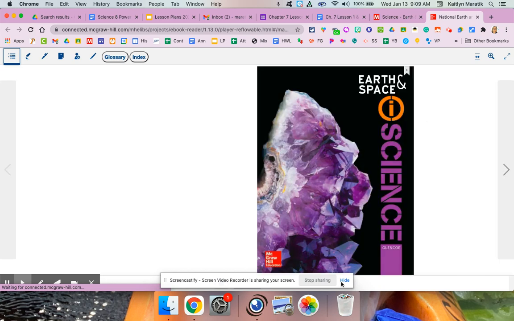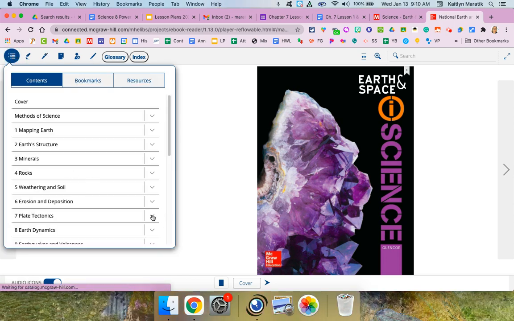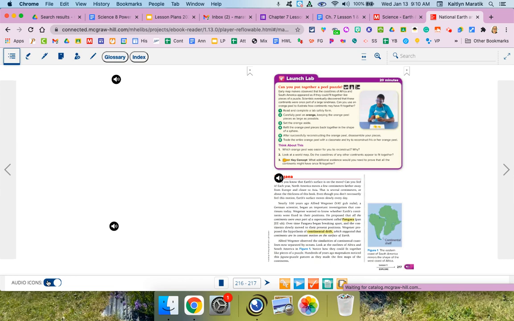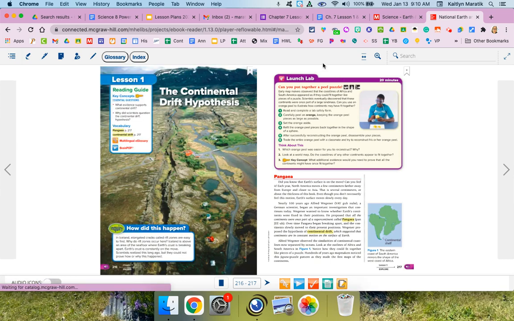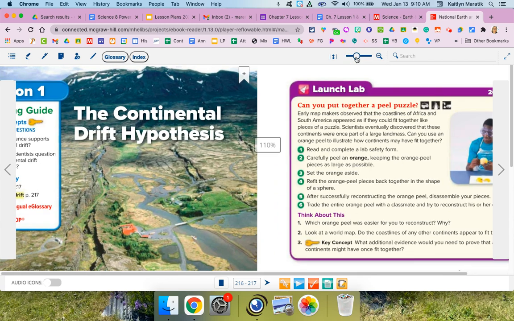So to get there, it's just like it's been all year. The textbook works the exact same. It just has different content. We'll go up to the upper left hand here, and we're looking at chapter 7, lesson 1, the continental drift hypothesis. Personally, I'm going to turn off the audio icons. You can leave them on if you want. And then I'm going to zoom in here just a little bit.